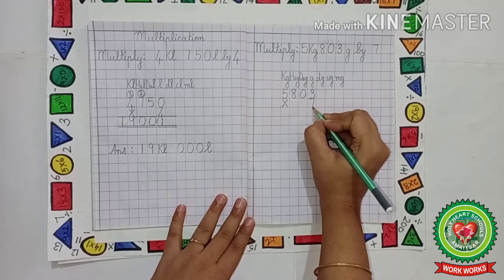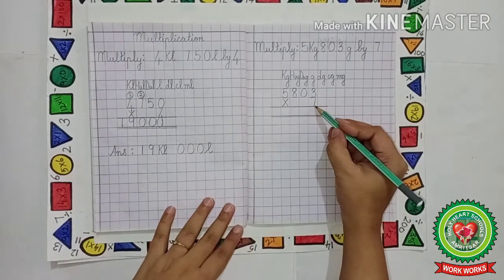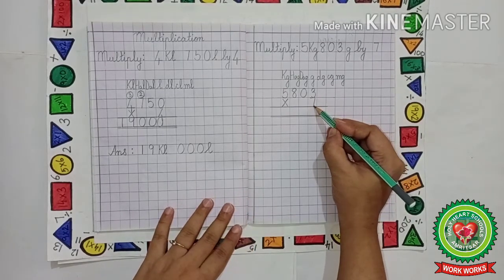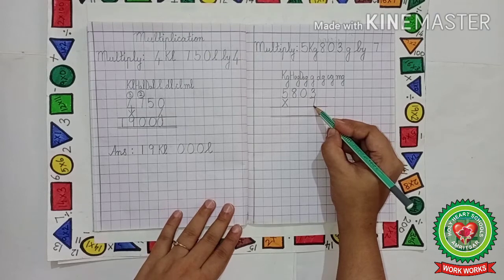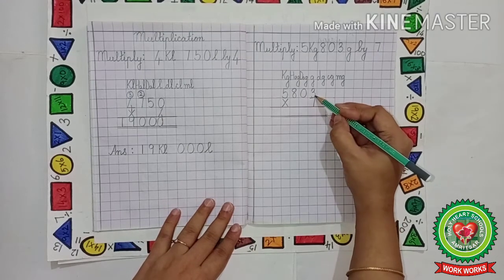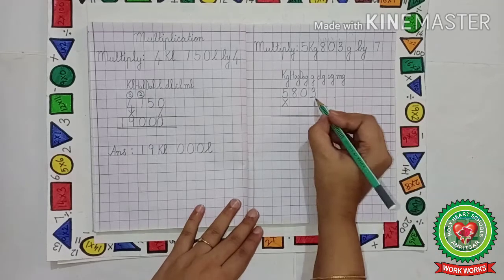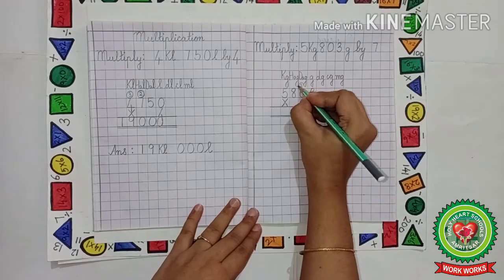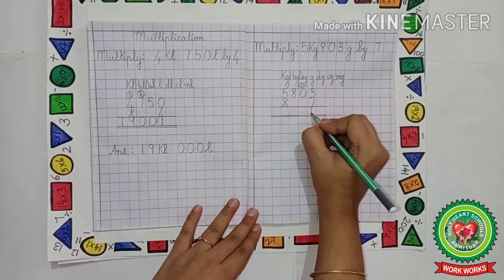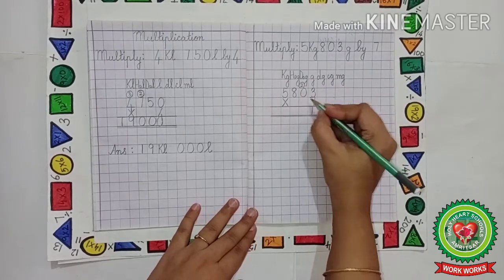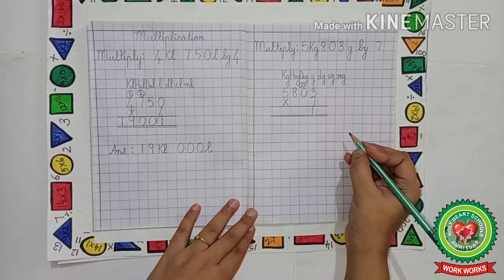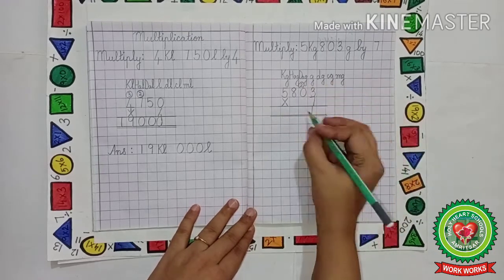Now let us multiply. Kids, since we have to multiply it by 7, we must know the table of 7. 7 threes are. Let us speak the table of 7. 7 ones are 7, 7 twos are 14, 7 threes are 21. So we will write 2 up as carry and 1 down. Next is 7 zeros are. 7 zeros are 0. Plus 2 is 2.